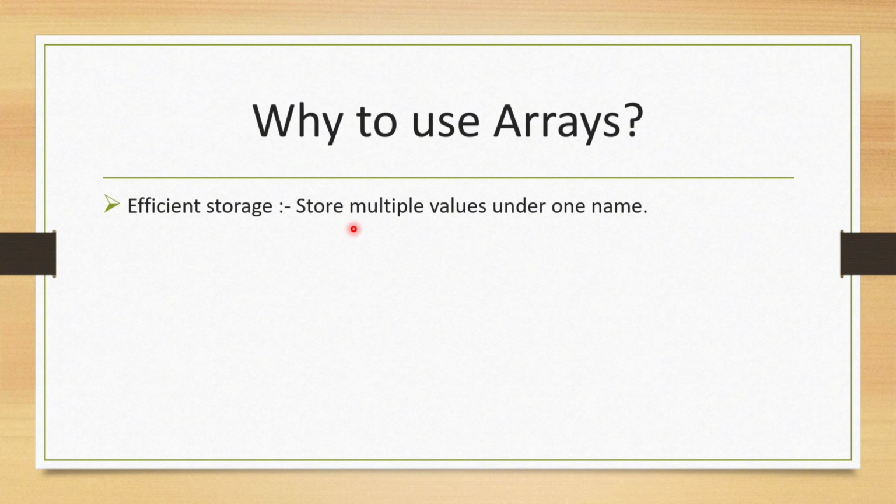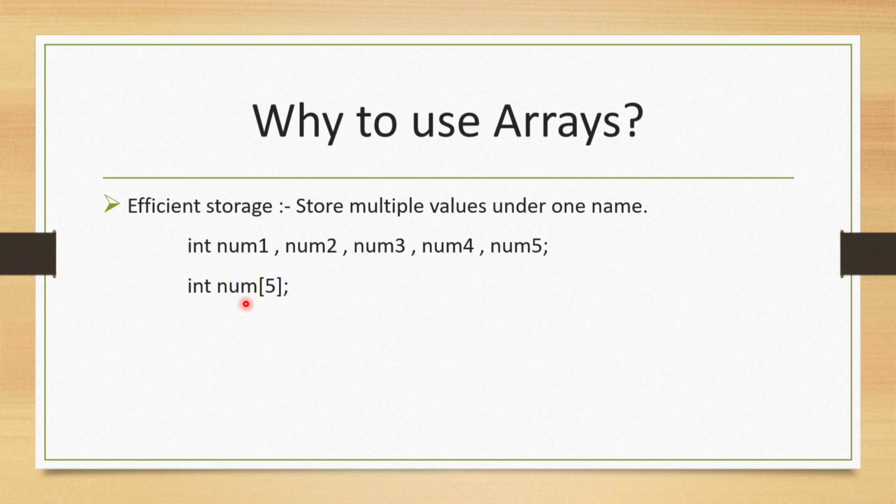Efficient storage: it stores multiple values under one name. Imagine if you want to store 5 integers, then you need to declare 5 different variables. For example, int num1, num2, num3, num4, and num5. But in an array, you need to declare only one variable and store all 5 integers in that array at different indices. For example, int num[5]. This will create an array of size 5 where indexes will start from 0 to 4. The num1 value will be stored at index 0 and so on up to num5, which will be stored at index 4.